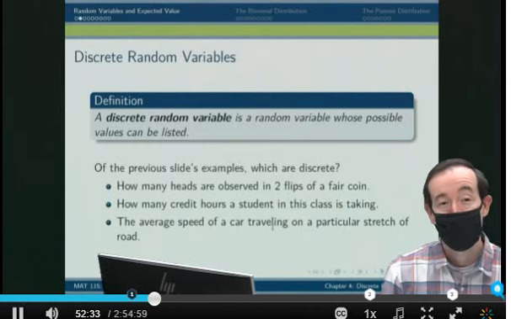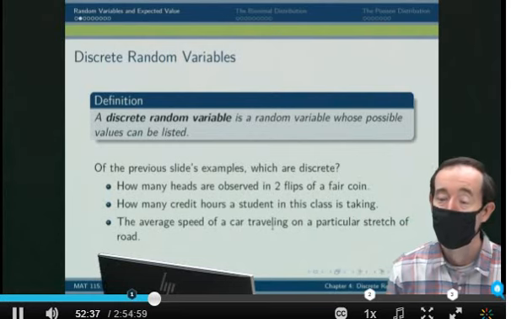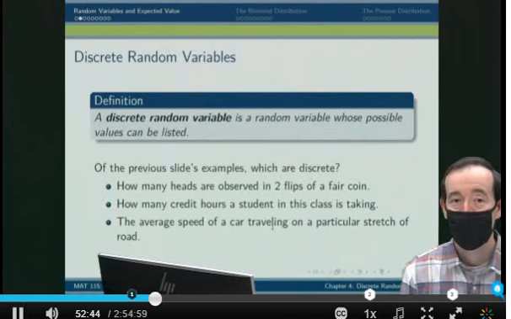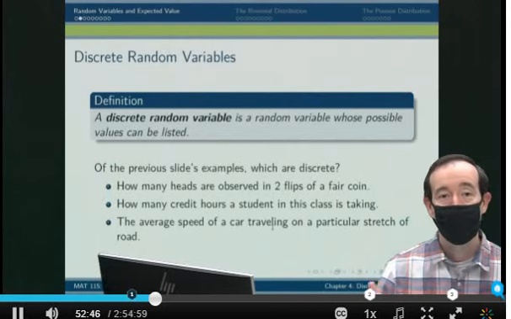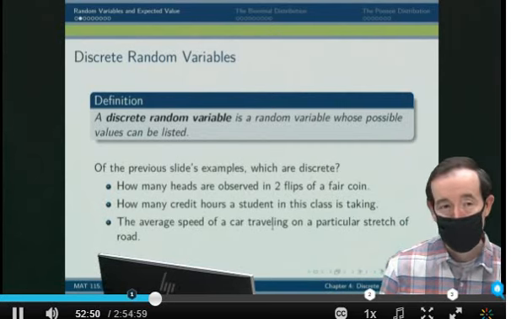What about the average speed of a car? I would say no, because that average speed of a car could be like point dot dot dot dot. Right. So depending upon how many decimal places of accuracy I want, I could go further and further out, and I could always find a number that wasn't somewhere in my list.